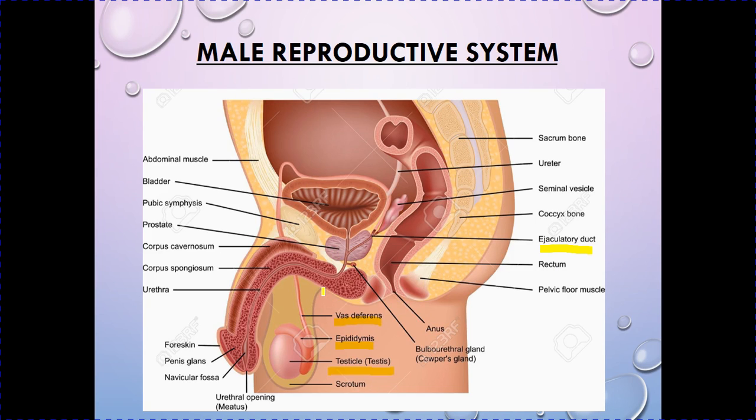Then you have the accessory sex gland. This is the prostate, which is performing the function of an accessory sex gland, and a copulatory organ which is called the penis. So the male reproductive system consists of four components: a pair of testes, a system of genital ducts, accessory sex gland, and a copulatory organ.